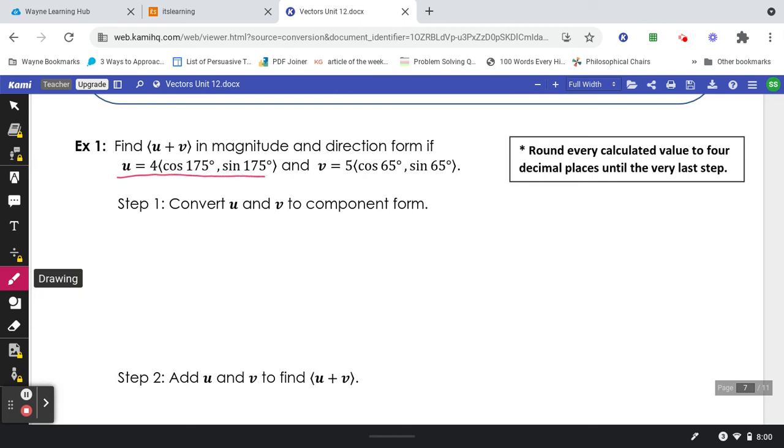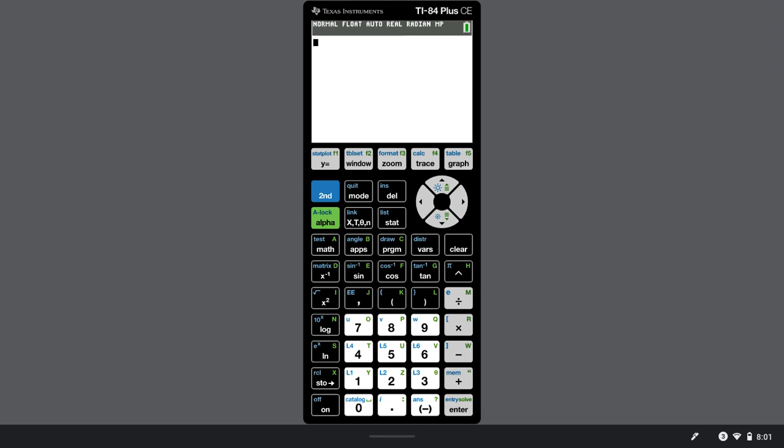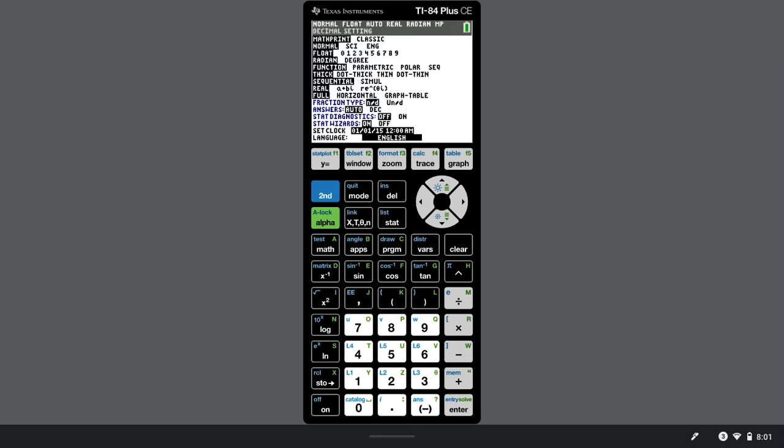let's take each one of these and convert it. So when we convert it, you're going to take the 4 cosine 175 as well as 4 sine 175. So almost like you're taking this 4 and distributing it. Now 175 is not on our unit circle, so we're going to have to rely on our calculator. In your calculator, please make sure that you are in degree mode. So go to mode. And this is the same for the TI calculator or if you're using your Chromebook for your calculator.